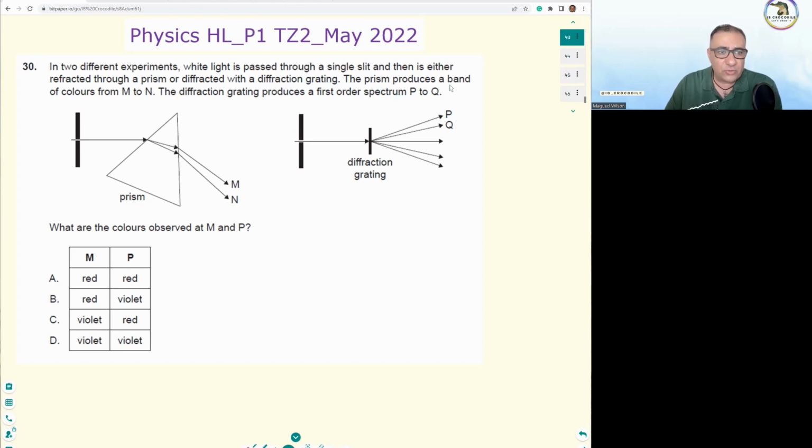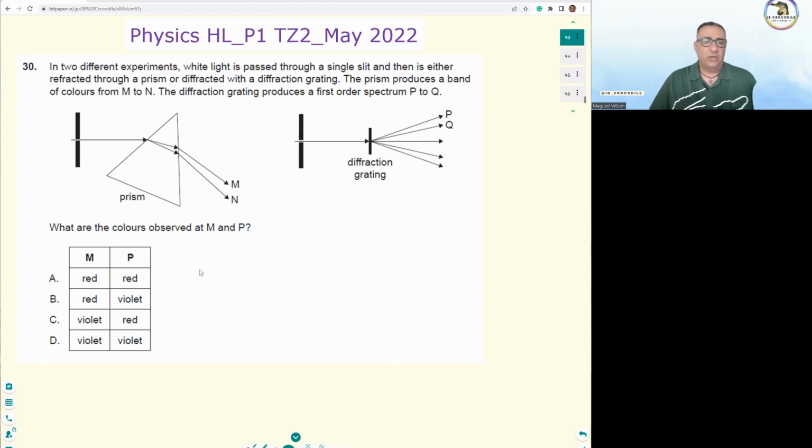Now, the prism produces a band of colors, which we expect, as the prism will split the white color into its constituents of the visible light from M to N, while the diffraction grating produces a first order spectrum P to Q. Now, the question asks, what are the colors observed at M and P?